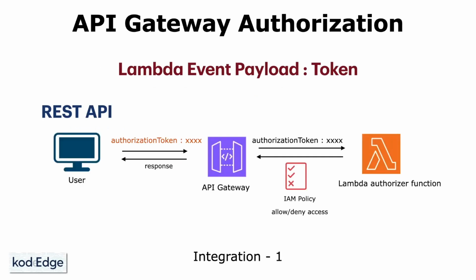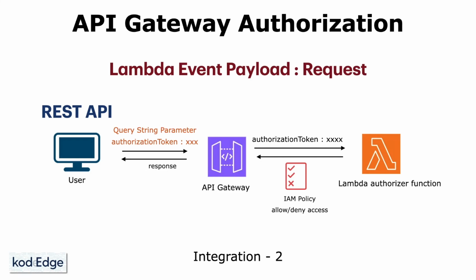So the first option was Lambda event payload of the type token. When you create a REST API with this configuration, the user will send the access token in the request header and the Lambda authorizer will send back the IAM policy. So this is the same configuration we saw in the first diagram.